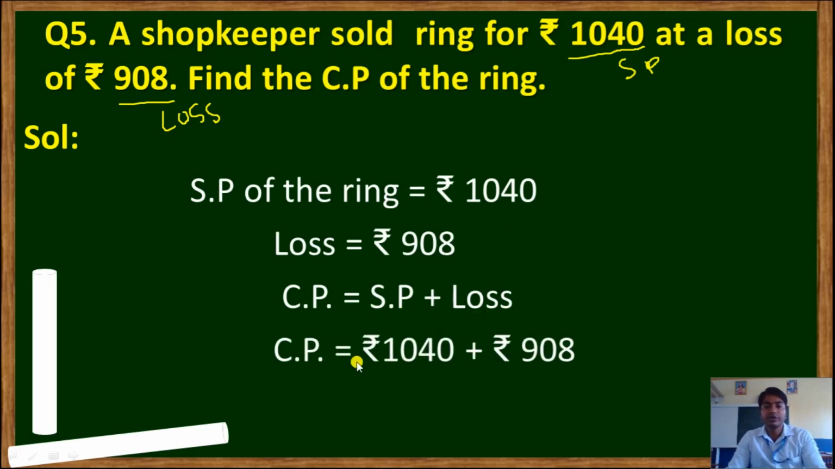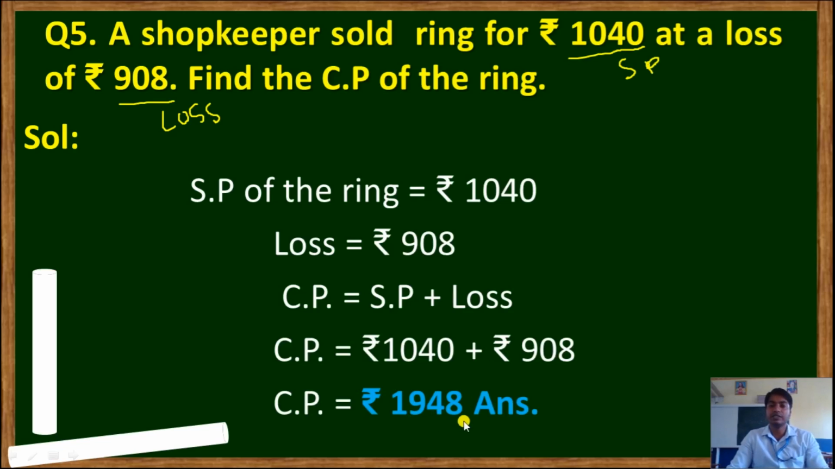Now put the value here. CP is equal to 1040 rupees plus 908 rupees. When we add, we'll get 1948. This will be the answer of this question. Understood? Now next question.